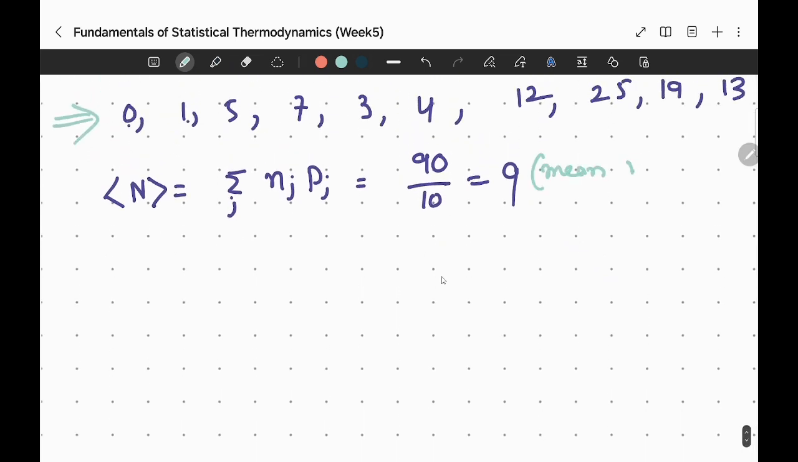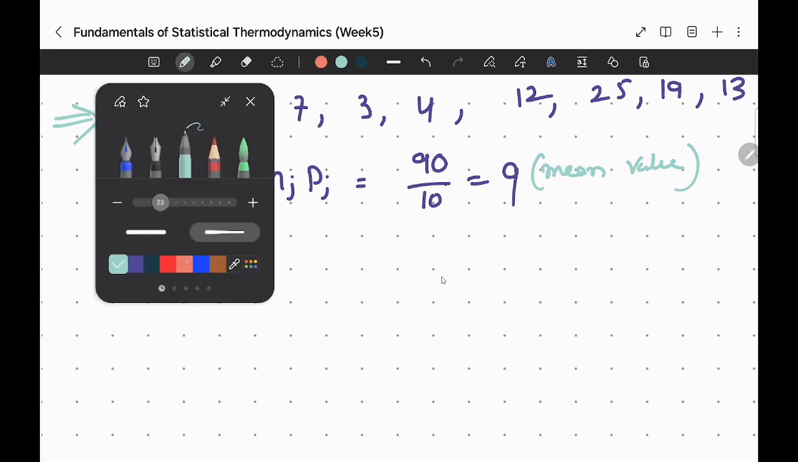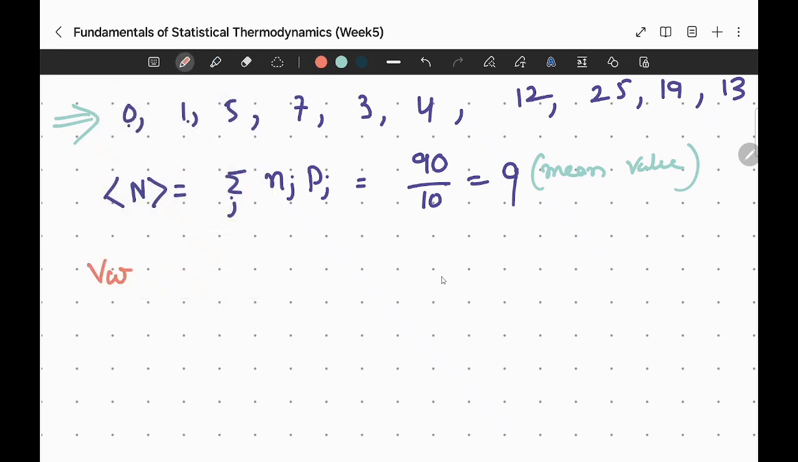First we have to calculate the variance. How do we calculate the variance? Variance is actually the deviation from the mean value. That is called the variance.